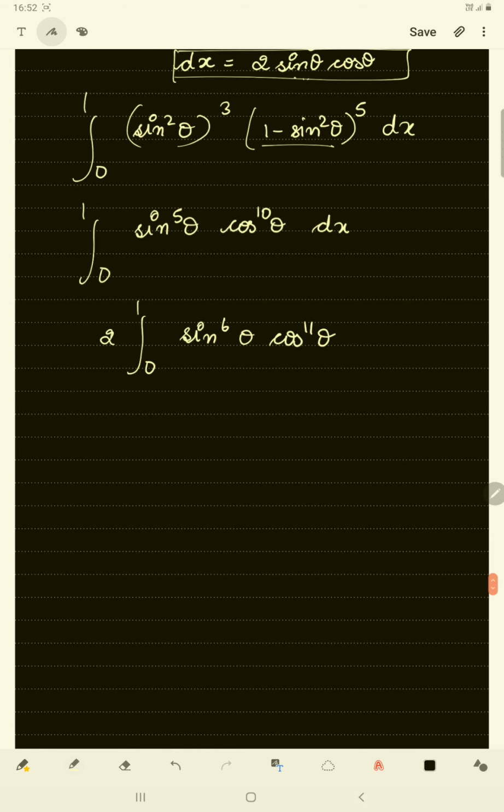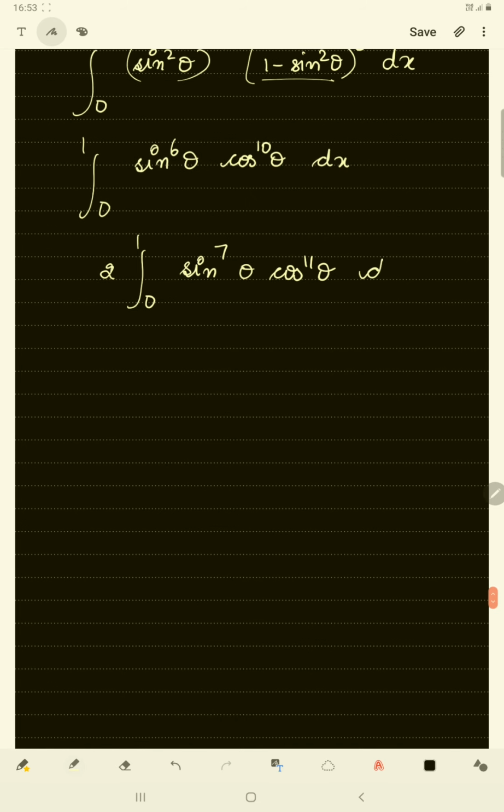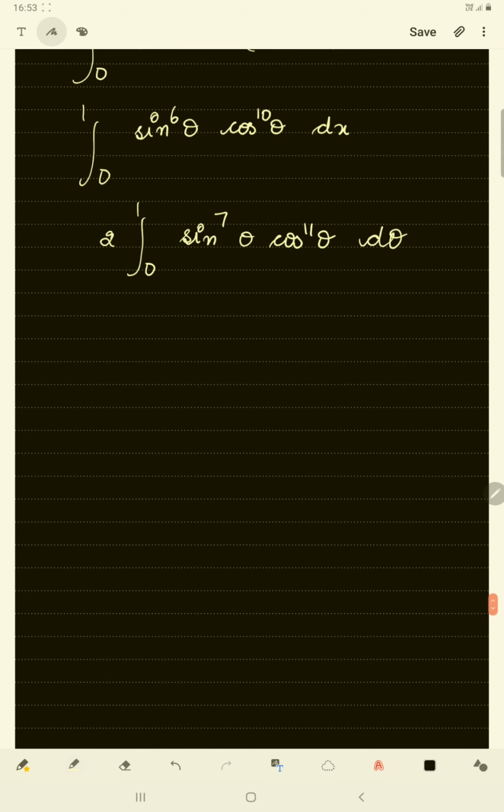Now, 3 into 2 is 6. We made a mistake over here. We were supposed to write a 6 over here, and when we multiplied that with a sine over here, we get a 7 over here. Just a small mistake we made, and we get a d theta over here. Now we can simply apply the King's property over here again.